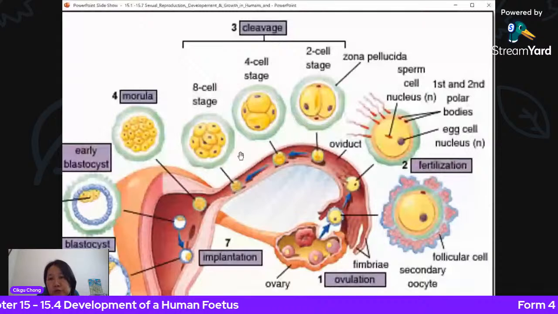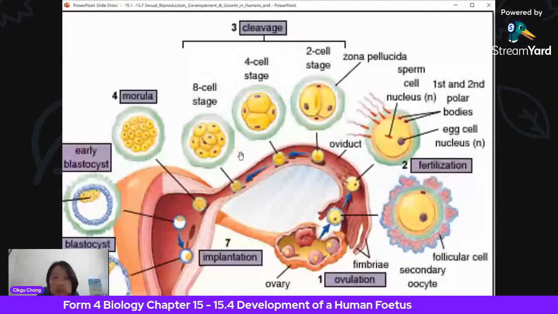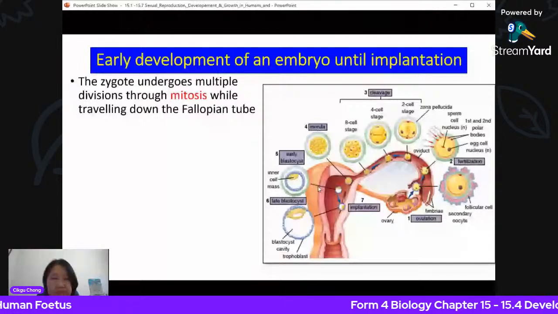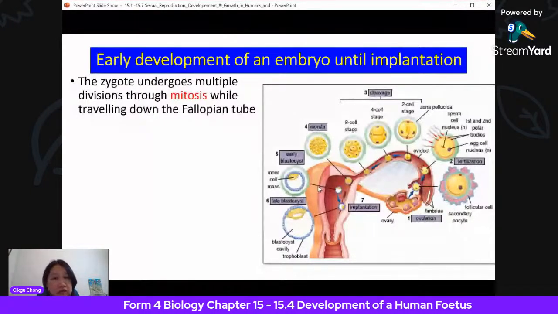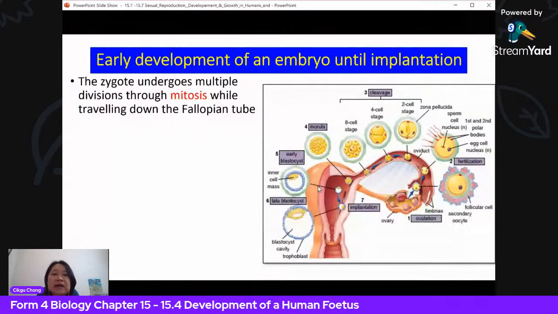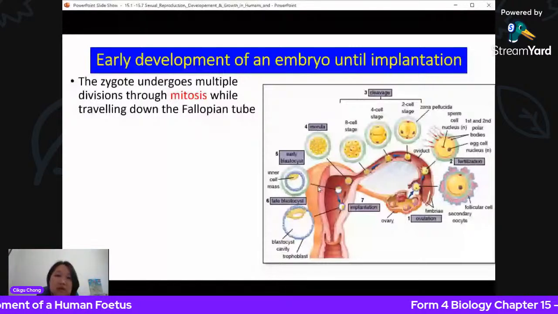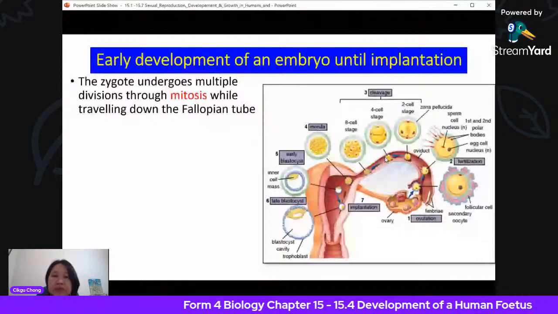Let's look at the notes. It undergoes multiple cell division through the process called mitosis. Meiosis is only for the formation of the sperm and the secondary oocyte. That happens way before this. Once the sperm penetrates the secondary oocyte, it will carry on with mitosis only. Do not confuse yourself with that. Once it's down the fallopian tube, mitosis progresses and carries on.